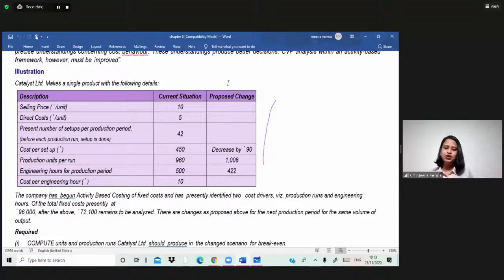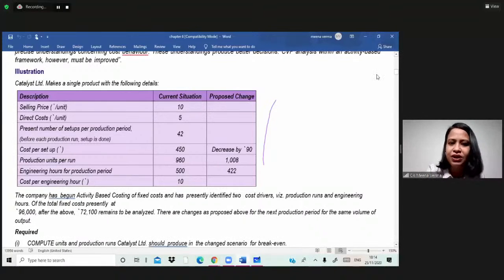See, very easy question. You have the current situation, and they have suggested some changes, so a new situation arises in your organization. Now what will you do? You just want to find the break-even point, and for finding the break-even point you need to find the fixed cost and how those fixed costs are bifurcated here. You have to consider that, and after considering all those things you will find the break-even point.